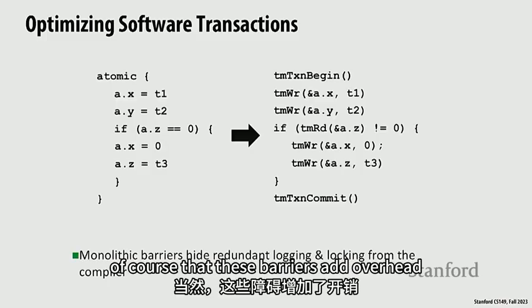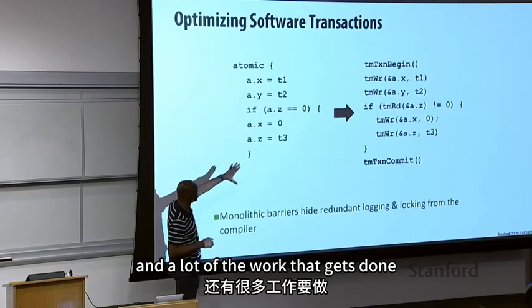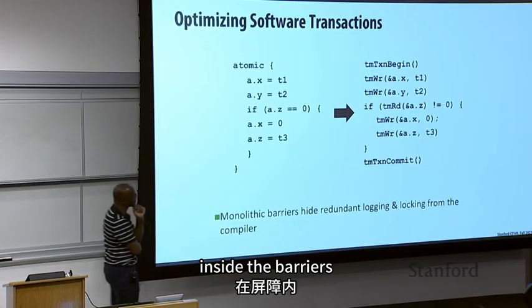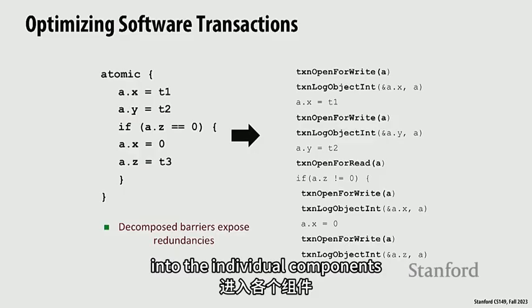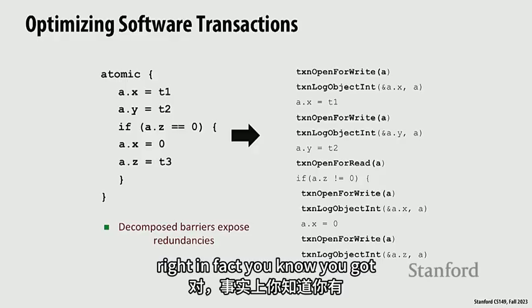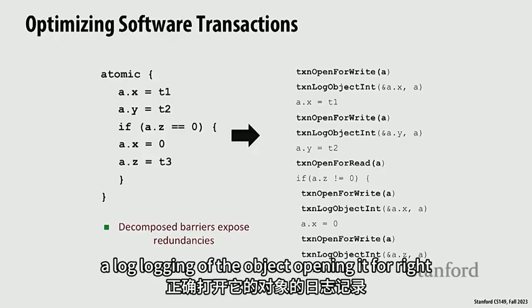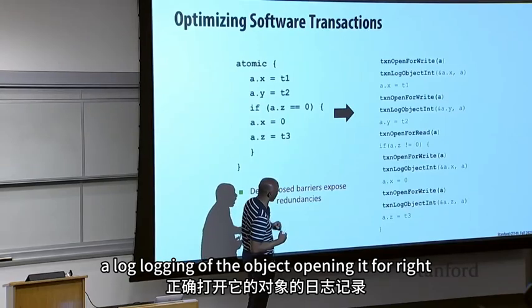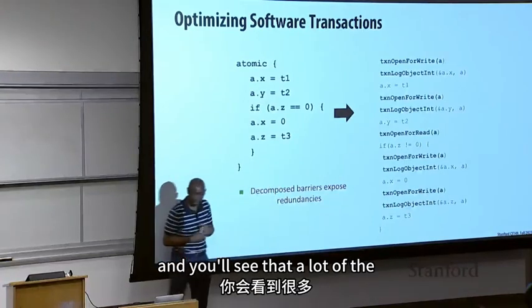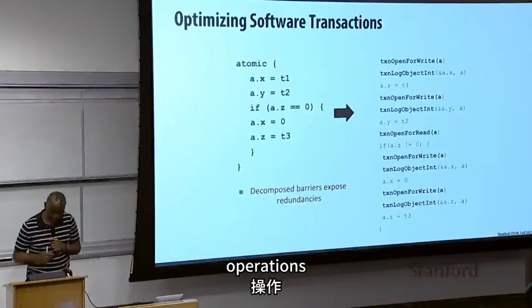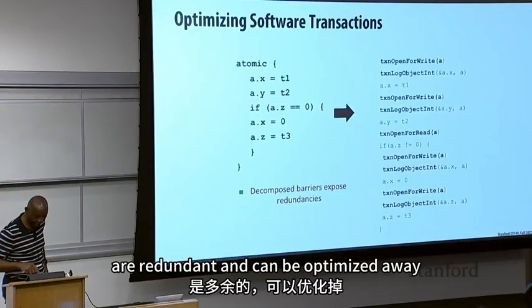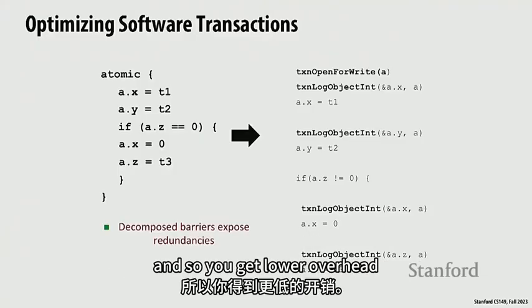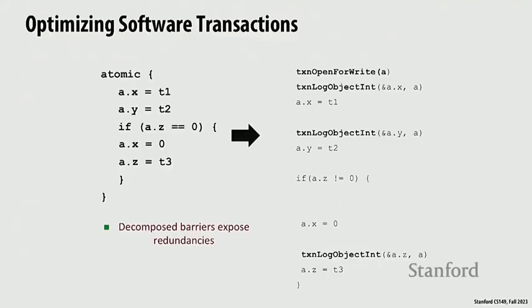So it turns out, of course, that these barriers add overhead, and a lot of the work that gets done inside the barriers is in fact redundant. And so if you can decompose the barriers into the individual components, right? In fact, you've got a logging of the object, opening it for write, and you'll see that a lot of the operations that are composed in the barriers are redundant and can be optimized away, and so you get lower overhead.